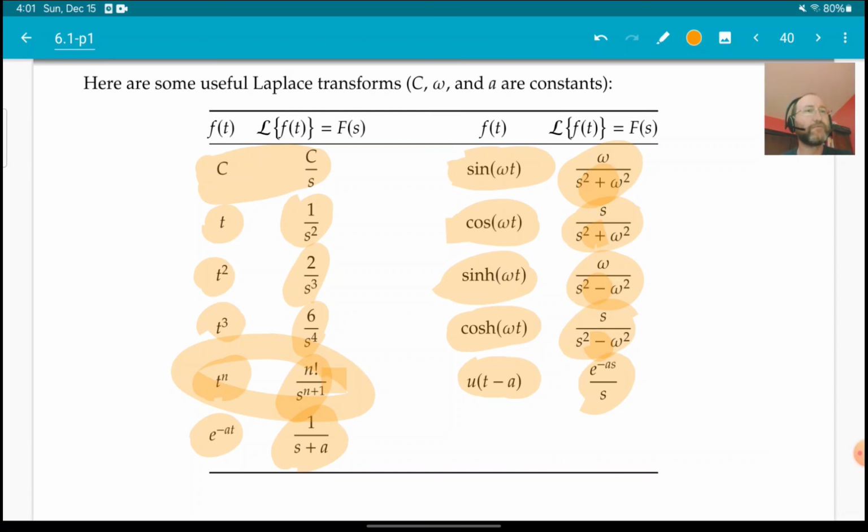So here is a basic table, and as far as we're going to be concerned, for all the homework and whatever in the book, this should be good enough. There's a longer list of transforms in the back of the book. If you want a bigger table, you can probably find much bigger tables online as well. But for the basic computations that we'll be doing, this is going to be good enough.